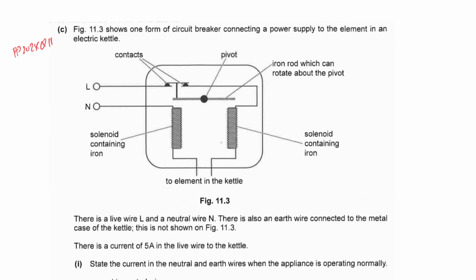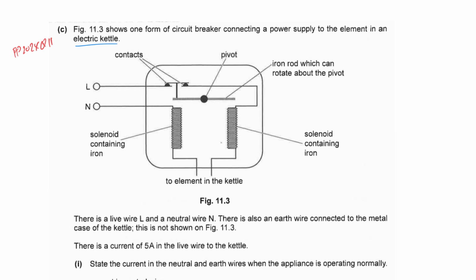In this question 2024, you are given a diagram of a circuit breaker, but you realize that this circuit breaker is slightly different and there are actually two electromagnets here, the two solenoids, which is rather different, and the structure is a bit different also. You have to understand how it works before you can start explaining.